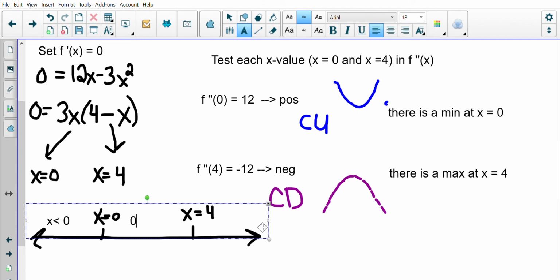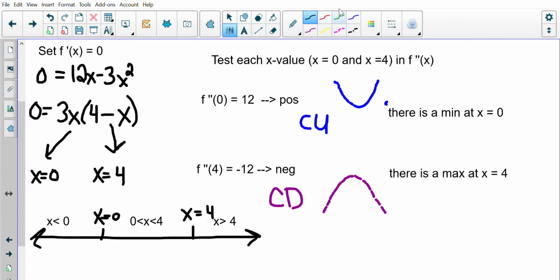All right, so we've got to look at x less than 0, between 0 and 4, and then we'd also have to look at when x is greater than 4. So again, this would be testing my first derivative here. So let's see, less than 0, I'll go with negative 1. I always like to use the factored form. Negative 1, so the first part would be negative. 4 minus negative 1 would actually be positive. So it would be decreasing on that interval.